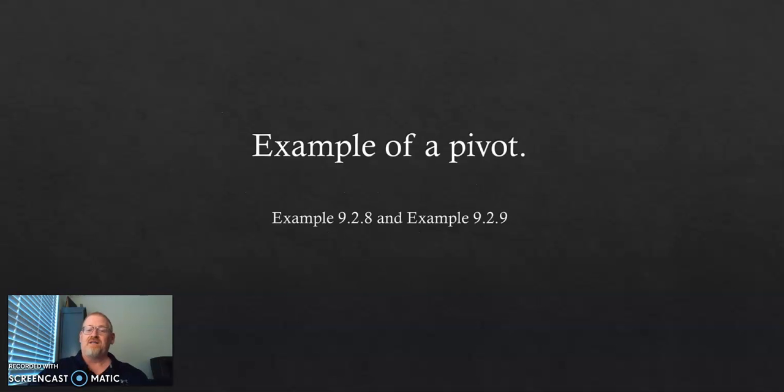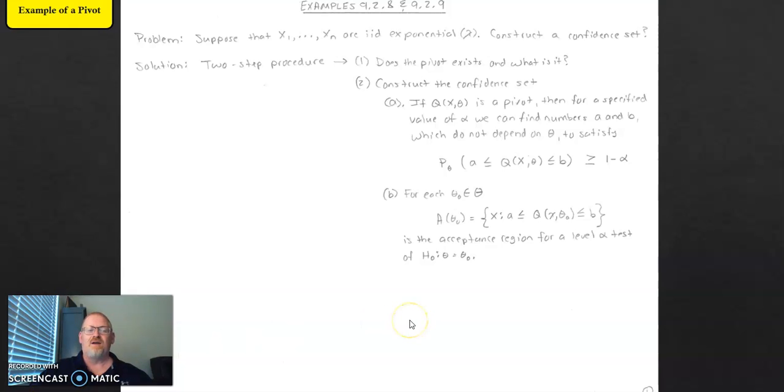So this first part is going to be an example of a pivot or pivotal quantity. We're going to be looking at example 9.28 and 9.29. So let's keep going. All right, first of all, 9.28 kind of starts off with a problem. So let's go through that and set the stage, if you will, and what this is going to be covering.